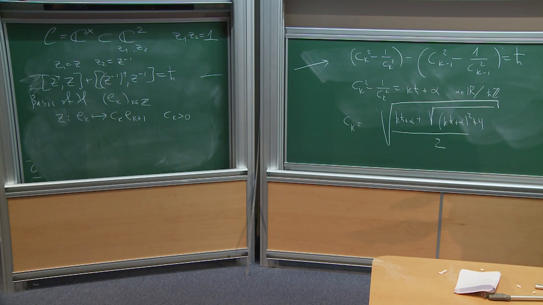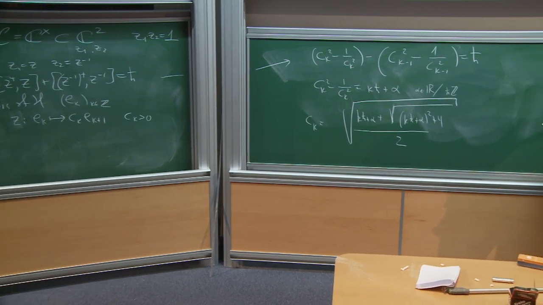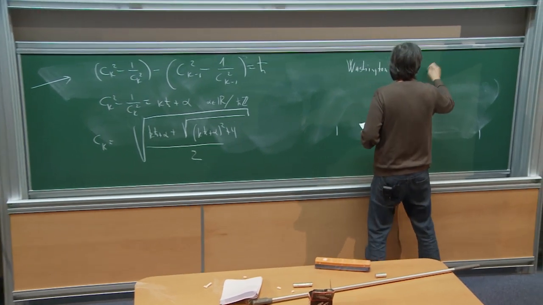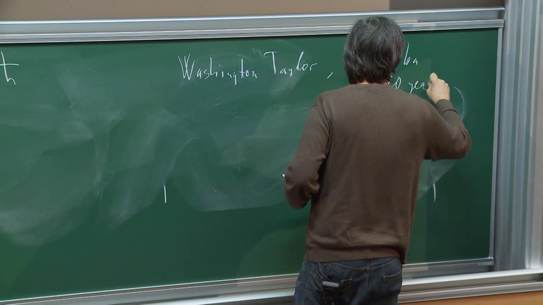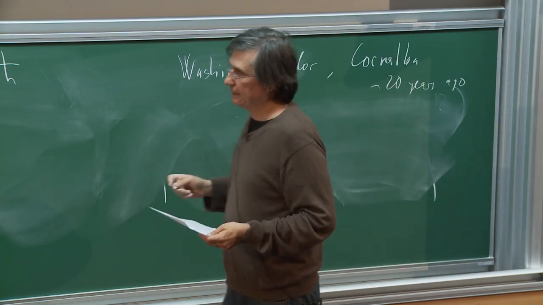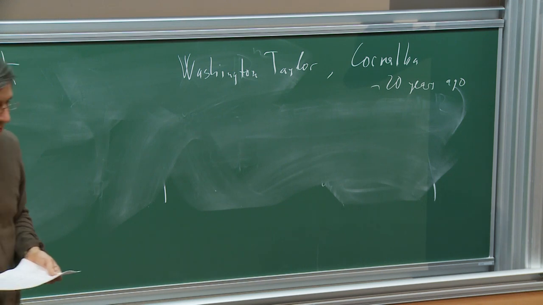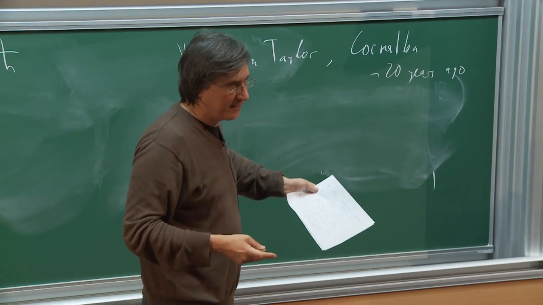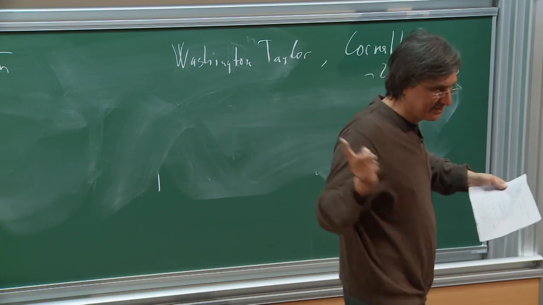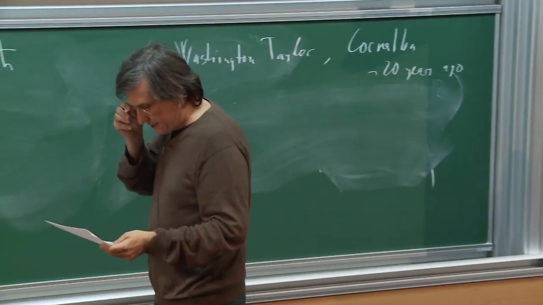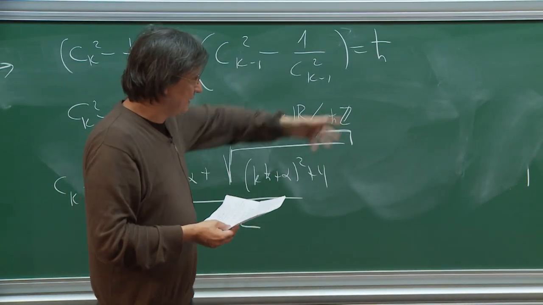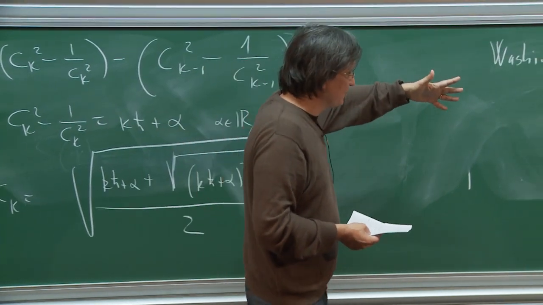But then it turns out that this thing was kind of known 20 years ago. There was a work by Washington Taylor and Cornalba about 20 years ago, when they found the same thing but for the parabola, and the question is more complicated and cannot be solved in closed form. So they missed the most basic example, but I think it exists. It's just one paper by Taylor and Cornalba.